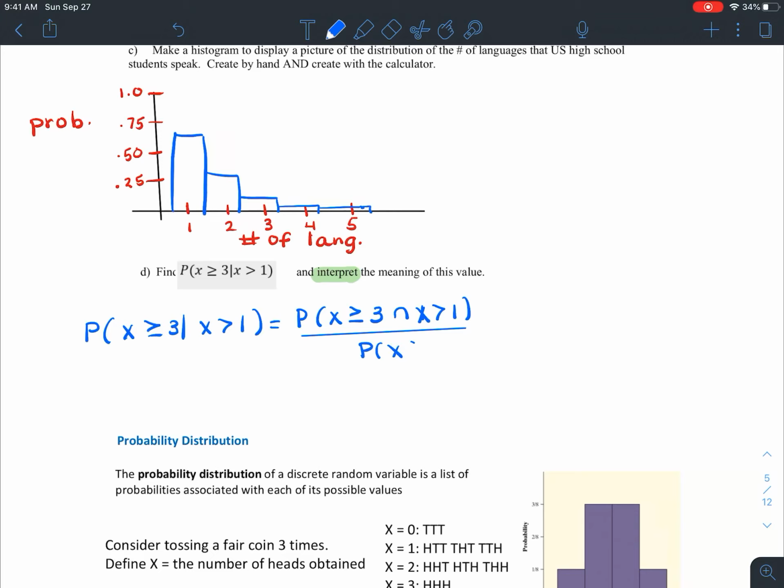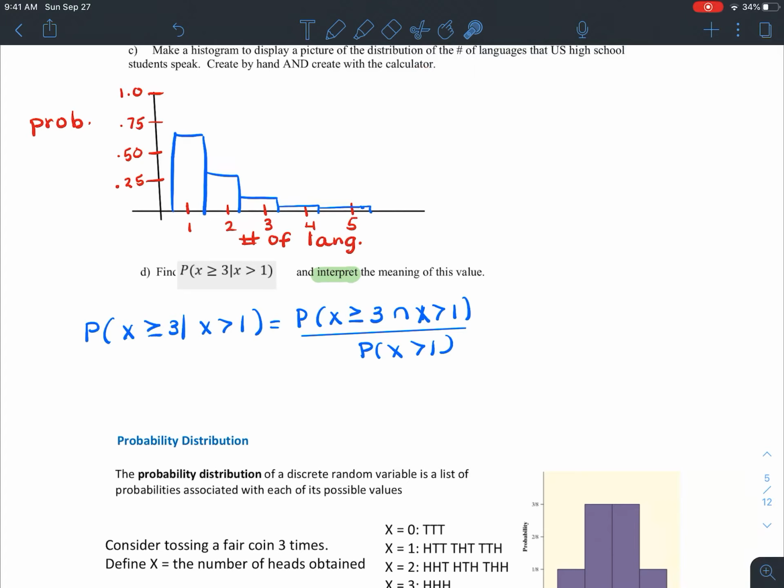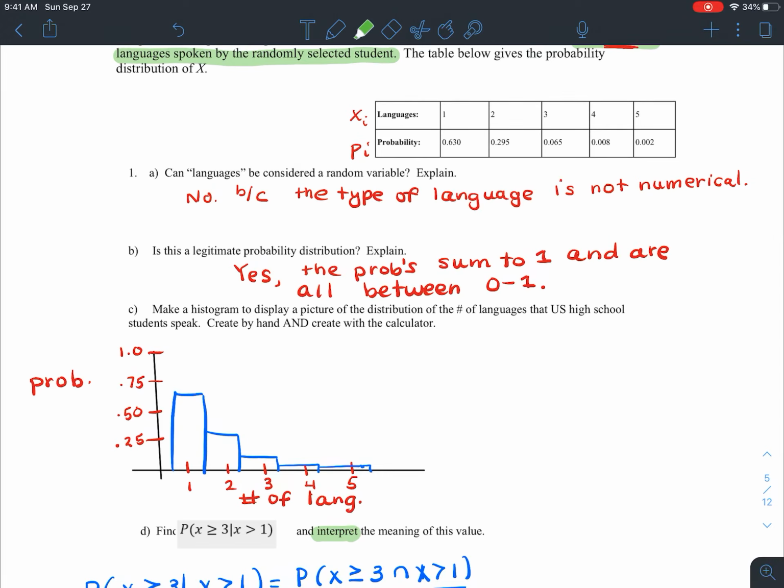Okay, so if you recall, this conditional probability formula is definitely on the formula sheet. Okay, when you have this given notation, the formula is the intersection of your 2 probabilities goes in the numerator, and then just the probability of only the given portion is what goes in the denominator. Okay, so we would want to be saying here, what is the probability that someone both speaks a language that is greater than 1 language and at the same time is greater than or equal to 3 languages?